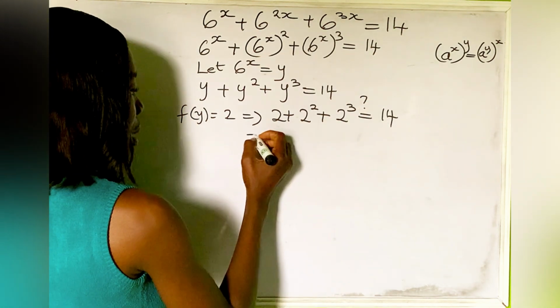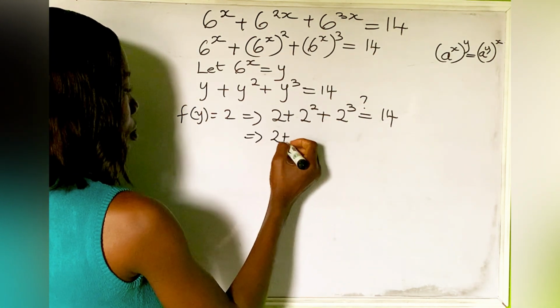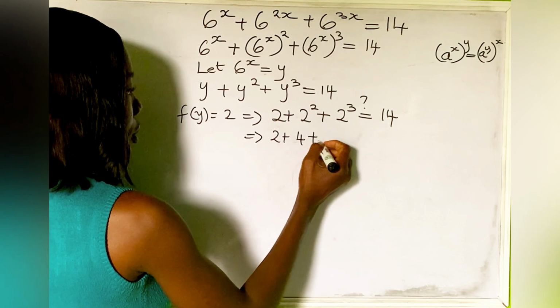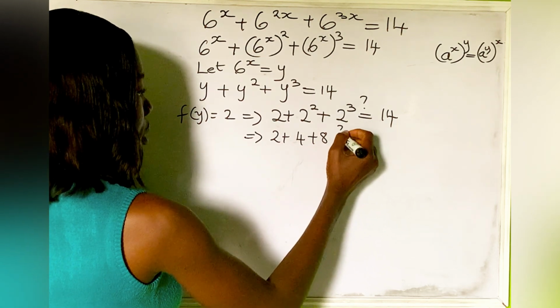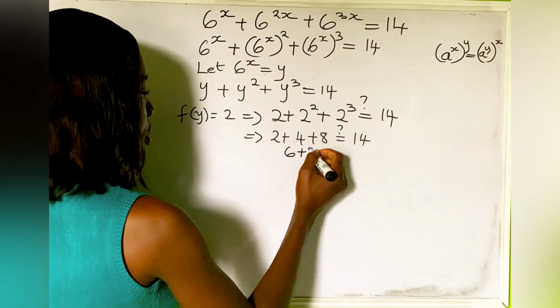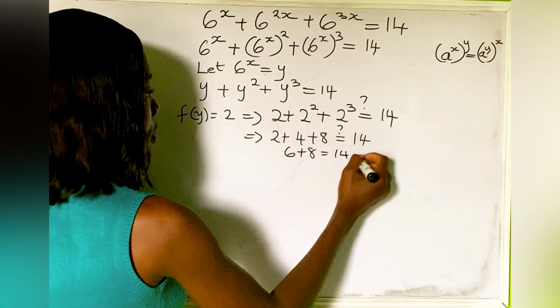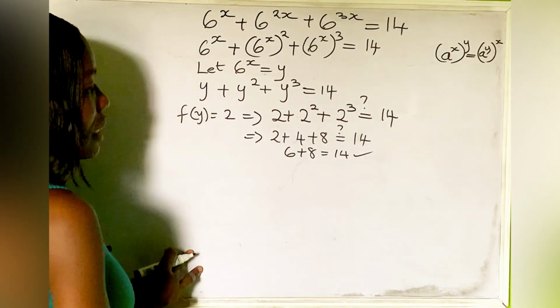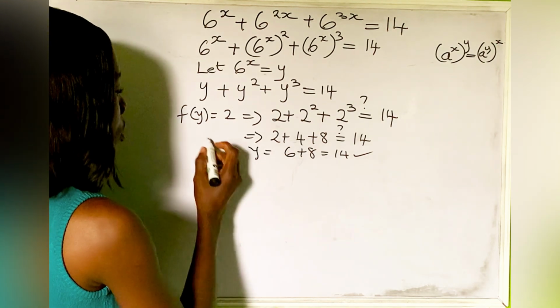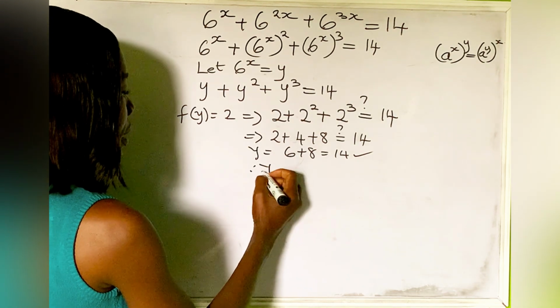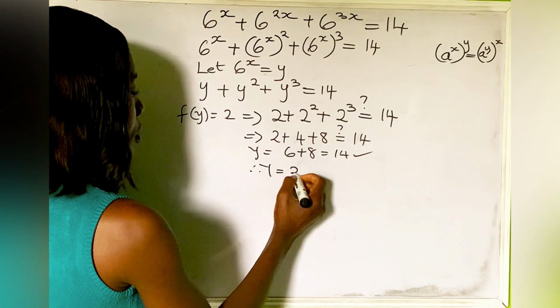Okay, now we have 2 plus 4 plus 8. Is it equal to 14? This is 6 plus 8, and it is equal to 14. Now we know that the value of y here is 2. Therefore, our y is equal to 2.